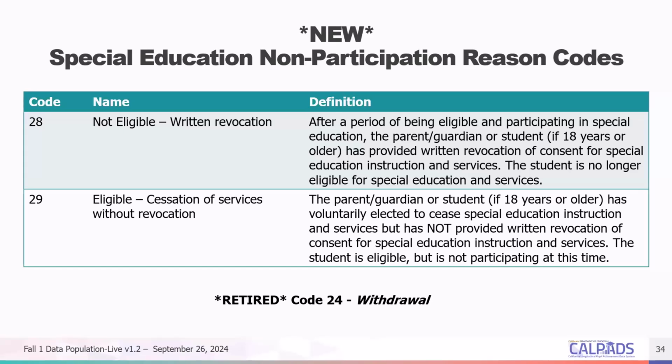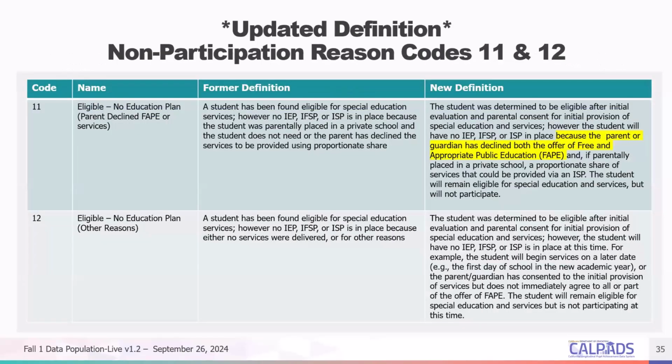Let's go ahead and talk about a couple of updated codes. Discussions with LEAs who use SACE as well as with the SACE vendor themselves indicated a need to modify special education non-participation reason type codes 11 and 12 to provide clarity and limit confusion between the two coded values. Both code 11 and 12 indicate eligibility with no education plan, and so they're often confused.